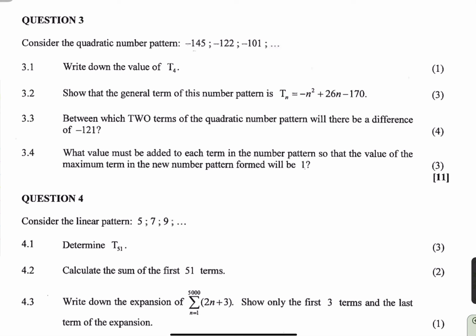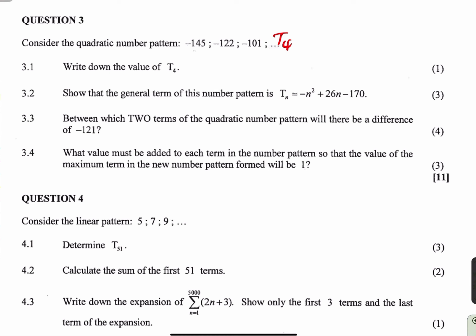Let's check question 3 here. They are saying, consider the quadratic number pattern: minus 145, minus 122, and minus 101. They say to write down the value of T4. So T4 is primarily the next term of this particular pattern.